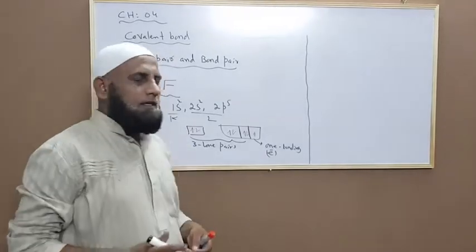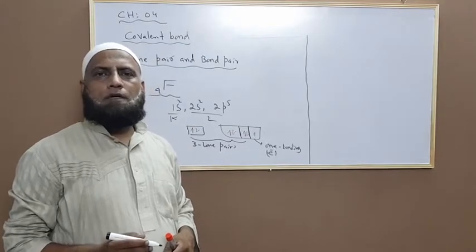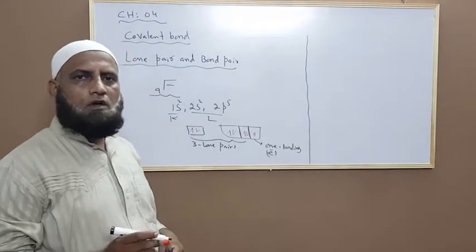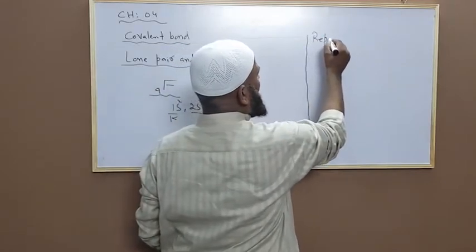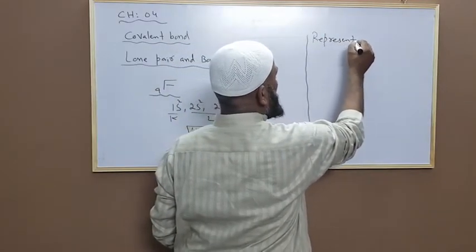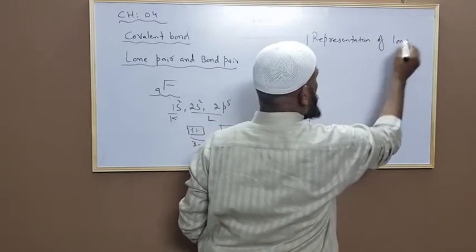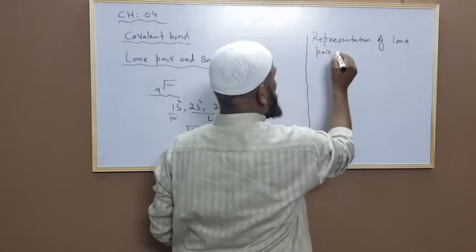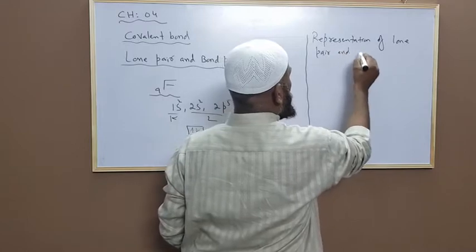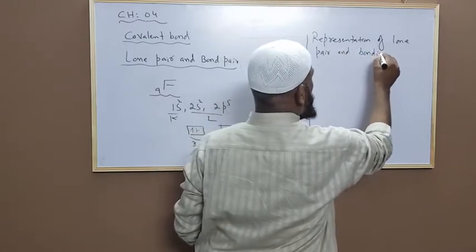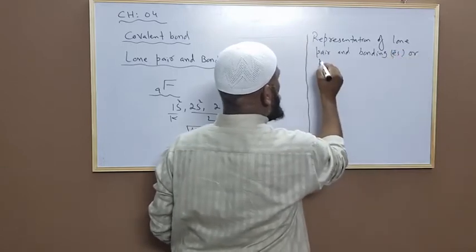Okay, students. Let's discuss how we can represent the lone pair and bond pair on an atom or in a molecule. Okay. So, representation of lone pair and bonding electrons or bond pair.